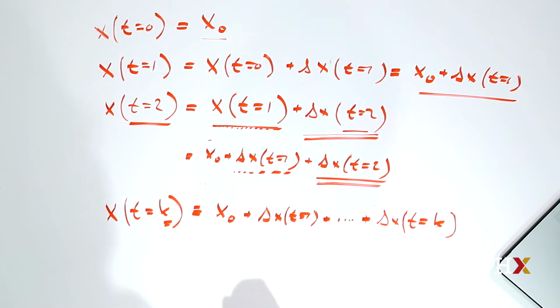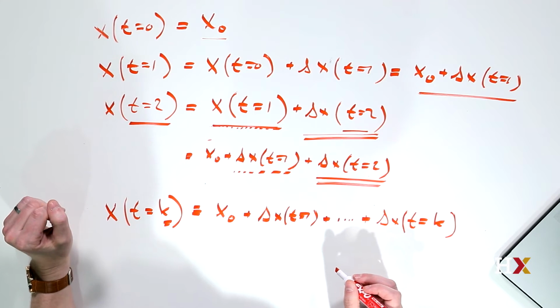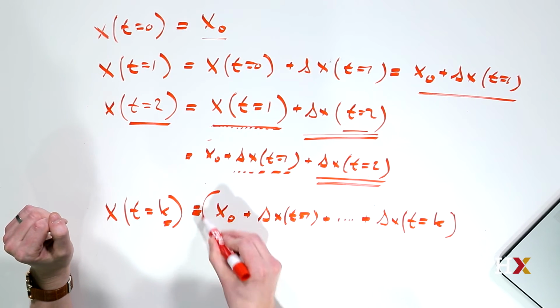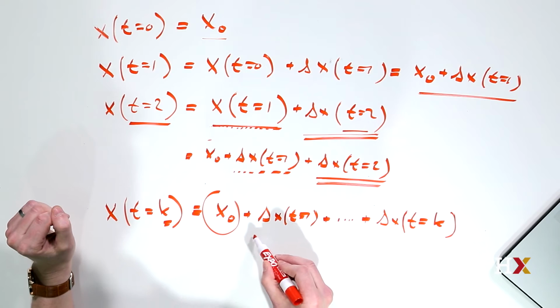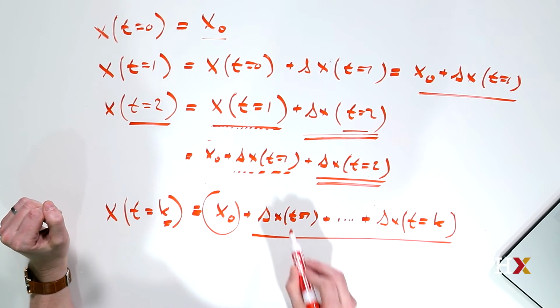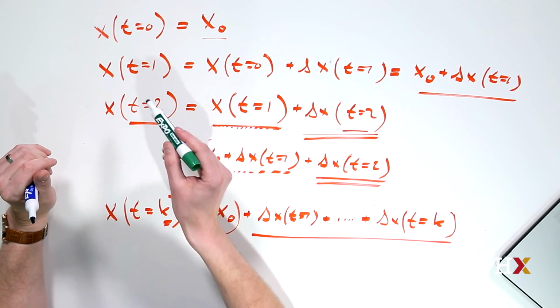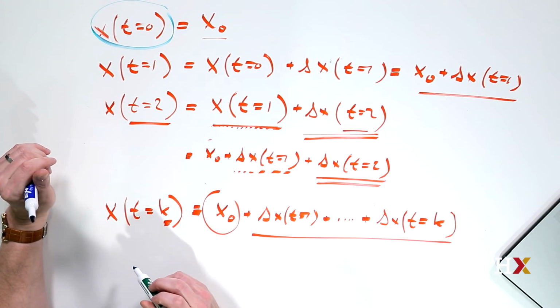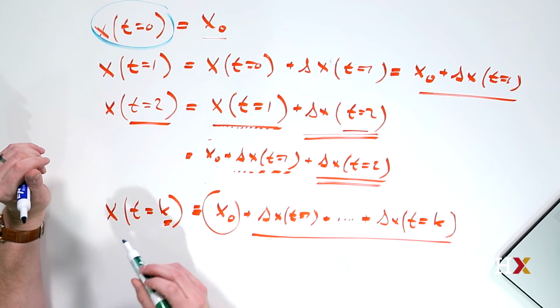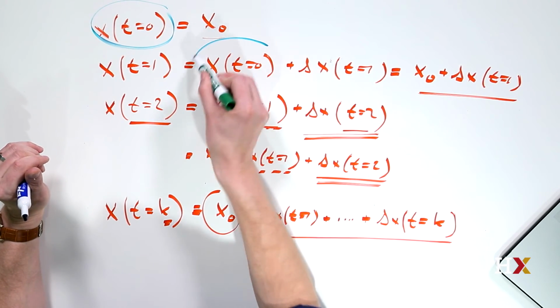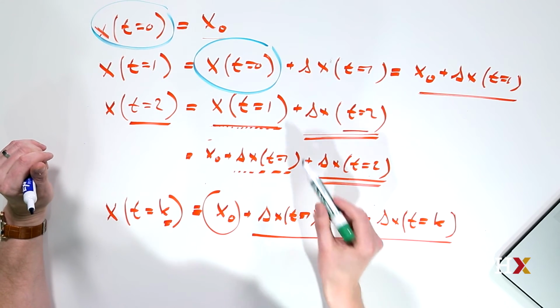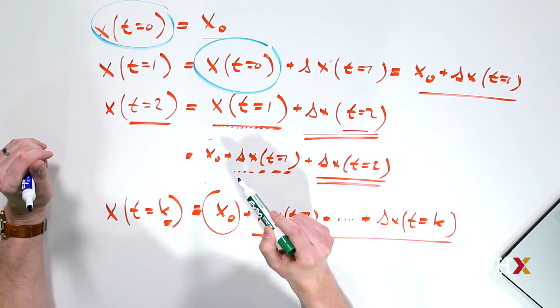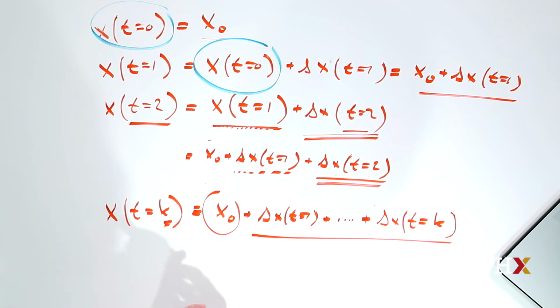In other words, the location of the random walker at any point in time is given by the initial location x naught plus a sum of all of the displacements from 1 to k. Let's review the logic of the argument here. First, we start at time t equals 0, which we decided we're going to call x0. Then at time t equals 1, we take the previous location that we had at time t equals 0, and then we add a random displacement to that. That gives us the location at time t equals 1.